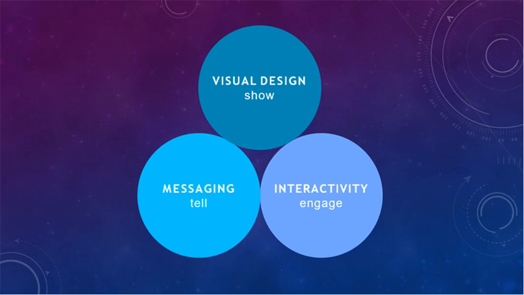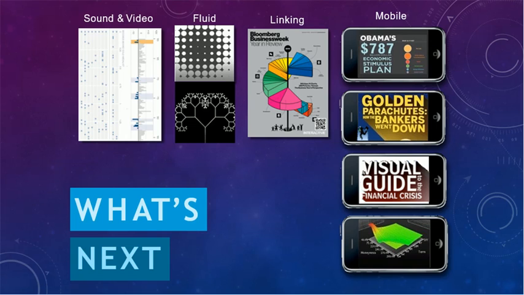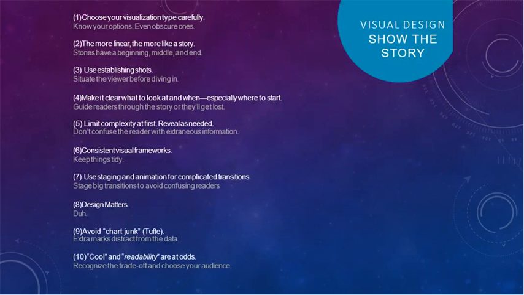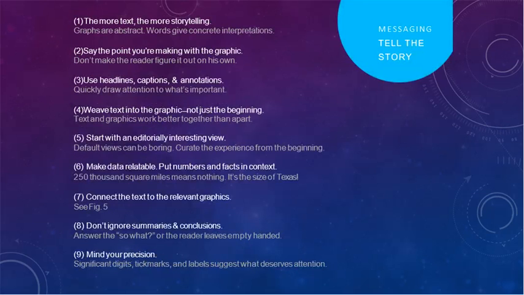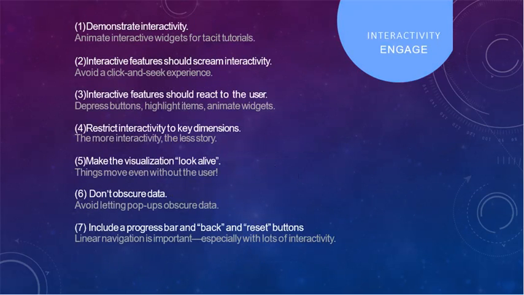When we implement these, we can implement them in sound and video, in fluid, in linking, in mobile, in computer. So it will be moving in all the different domains, and it has already moved into all different domains. I have built up some questions on this one to cover all the points given in the different domains. So we have some points here for the visual design show story, then the messaging telling the story, and then in the last, interactivity engage.